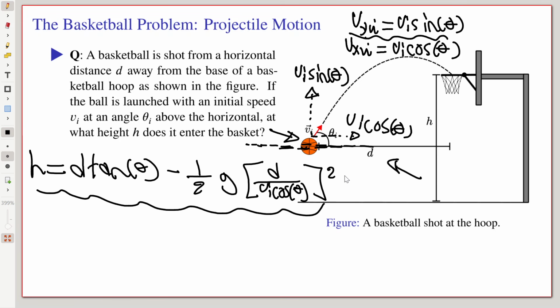I encourage every student to tackle this type of problem, because by the end of it, you get an equation that is so important in all of projectile motion. And that's it.